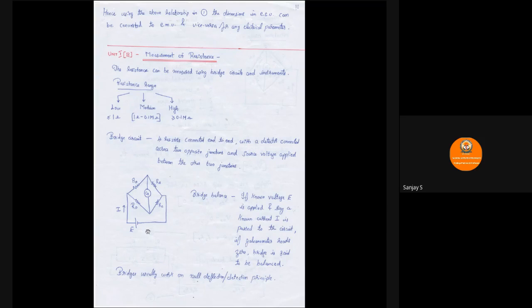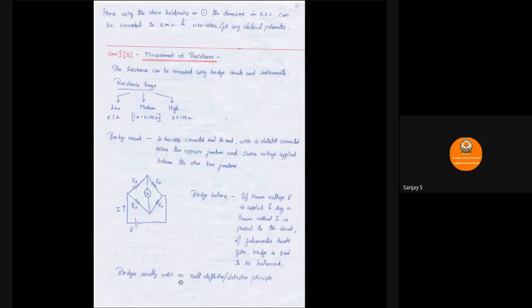Now let us take up the next definition, that is bridge balance. This is very, very important. Whenever you have applied the voltage E and some known current I is passing through the circuit, if the galvanometer present here reads 0, then the bridge is said to be balanced. There is a galvanometer connected between these two junctions. Whenever this galvanometer reads 0 for a particular current, then we say the bridge is balanced.